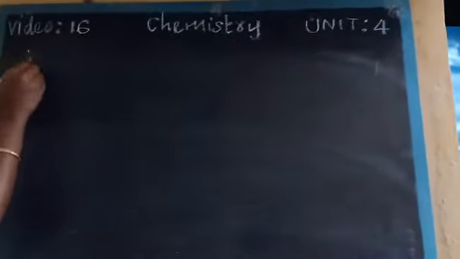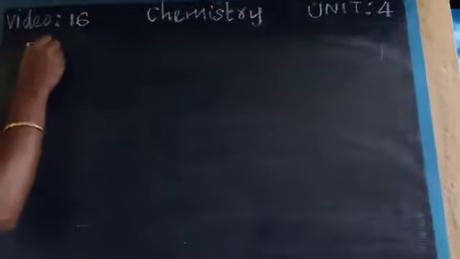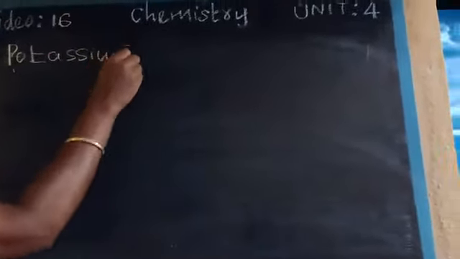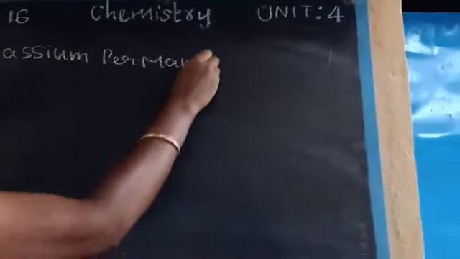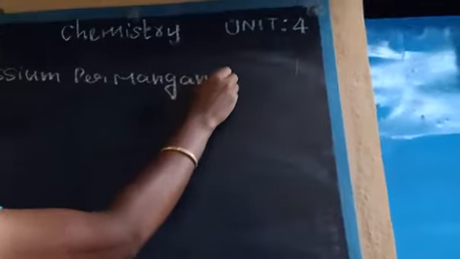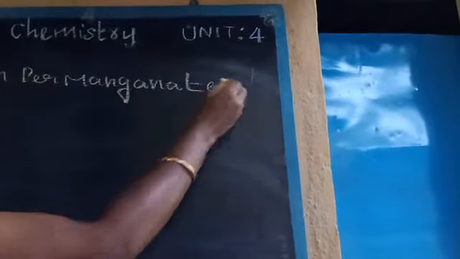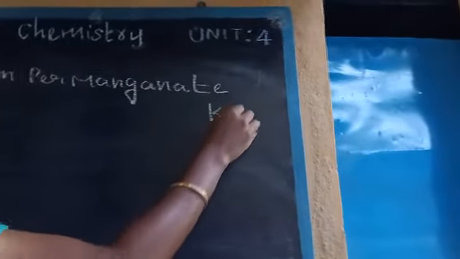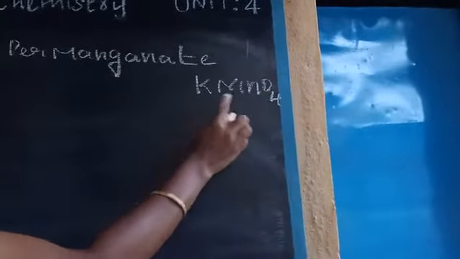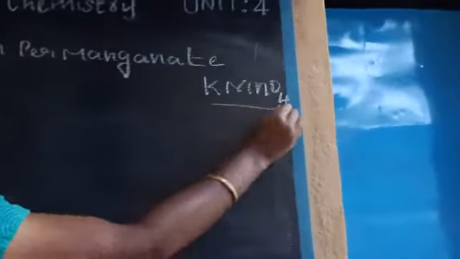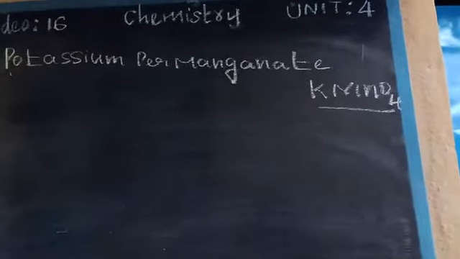For this session, we are going to see the topic potassium permanganate. Potassium permanganate. Molecular formula: KMnO4. KMnO4 is the molecular formula of potassium permanganate.